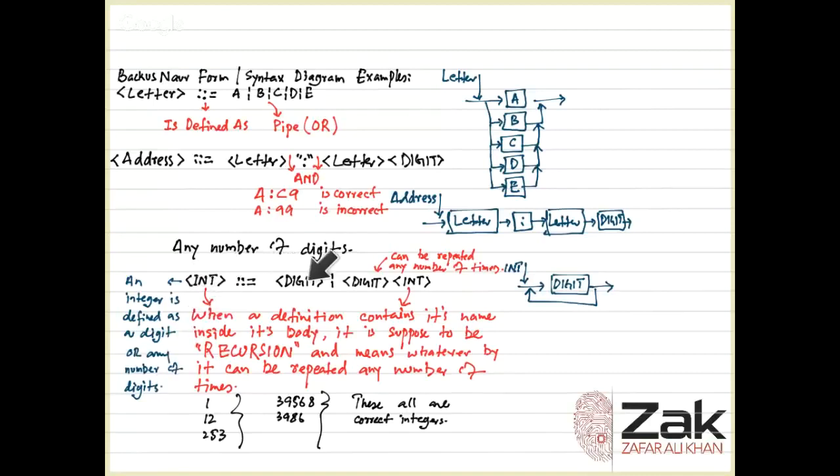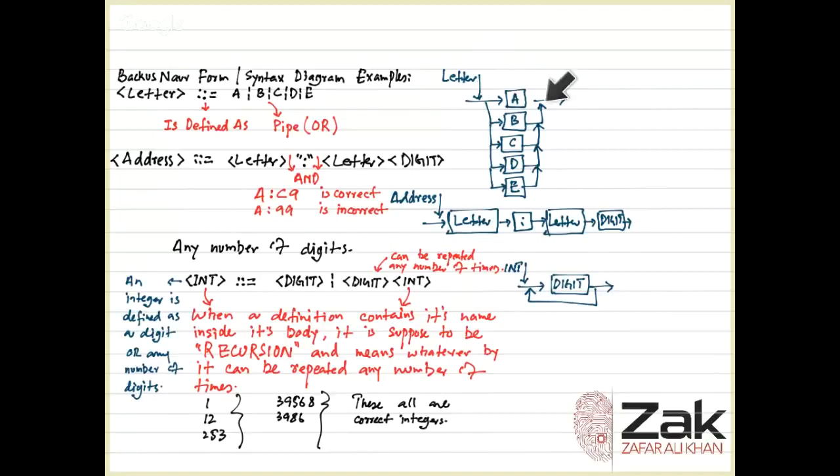An integer is defined as a digit or any number of digits. So this one complies, this one, 2, 1, 2, 5, 3, 3, 9, 5, 6, 8, 3, 8, whatever. They all are correct integers. Now let's see how it is in syntax diagram.